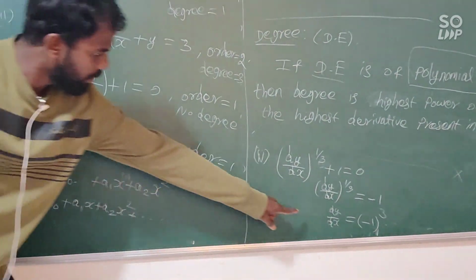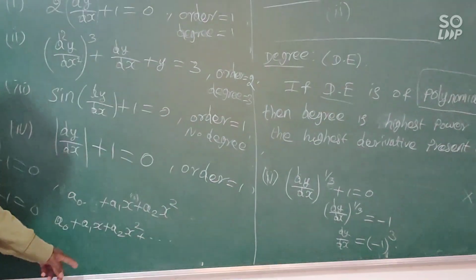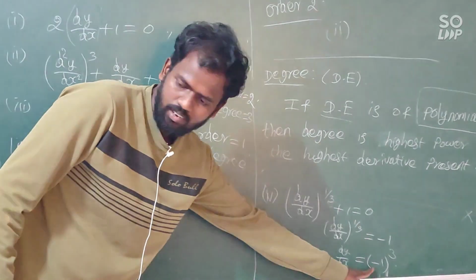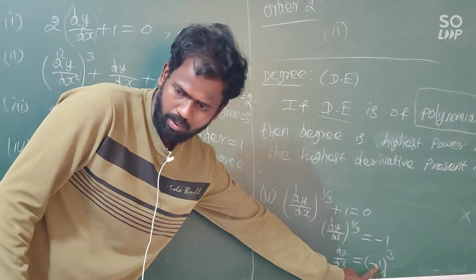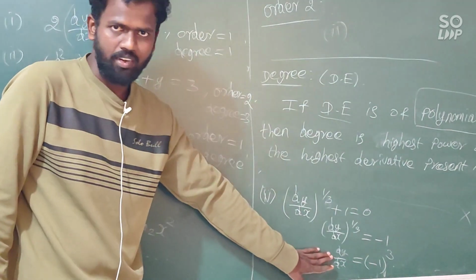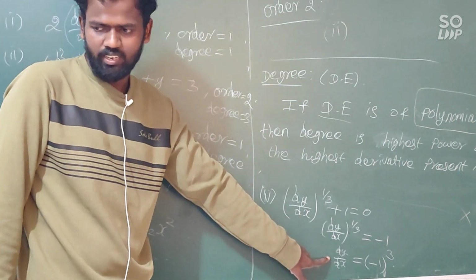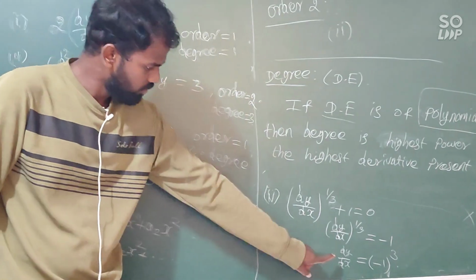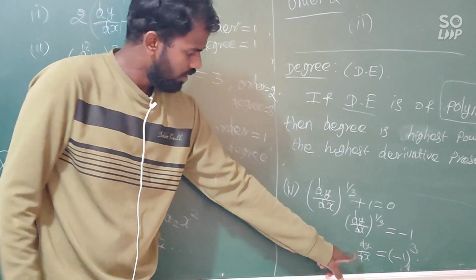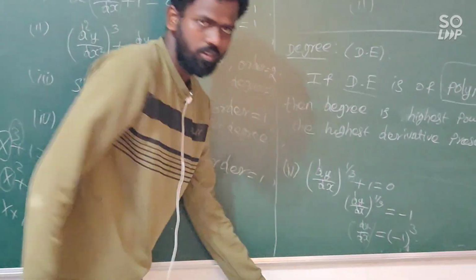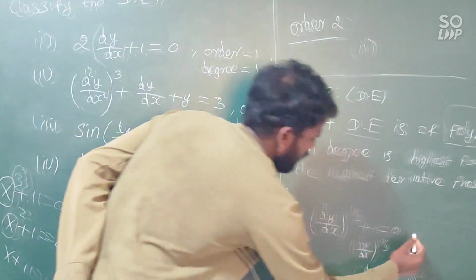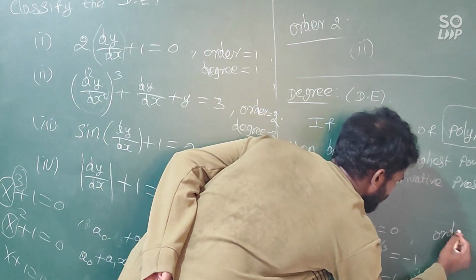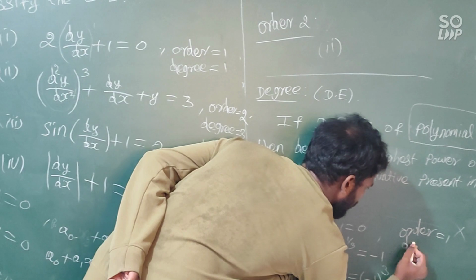Now is this a polynomial? Polynomial means you can put it on this side also, like minus 1 cube will come to this side. Now you have x plus some number. That means this is a polynomial. Here you can define the degree. So what is the degree? Order is 1. Degree is the highest derivative's power, 1. So here the degree is 1. Oh, sorry. Here order is 1 and degree is 1.